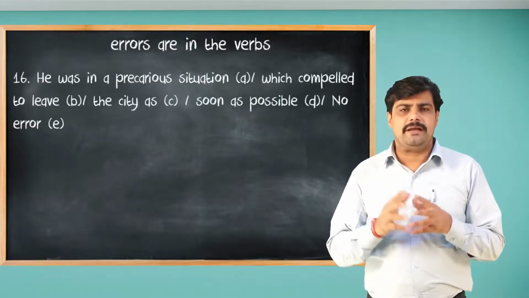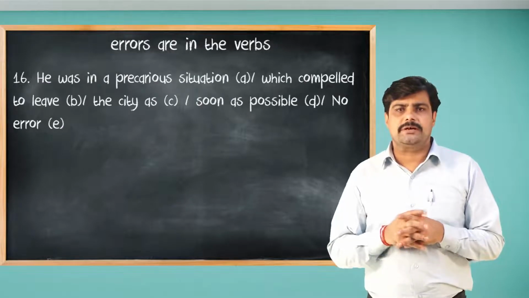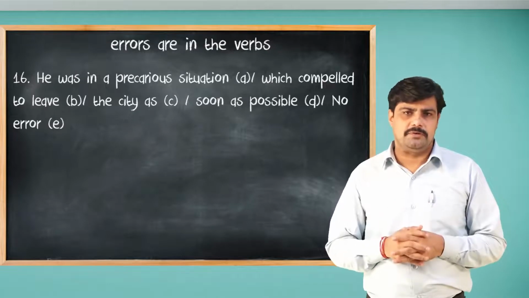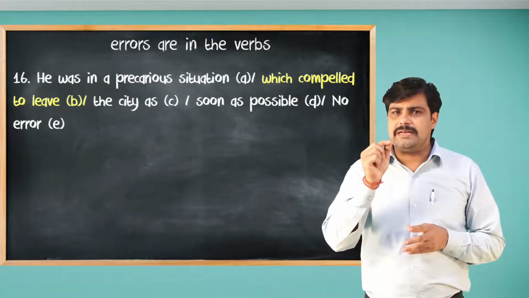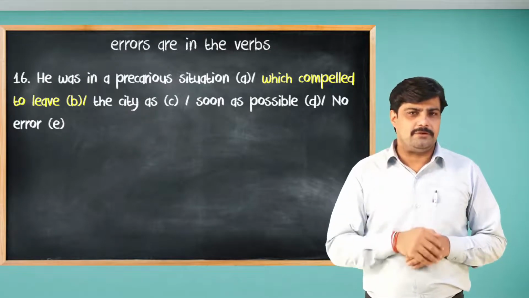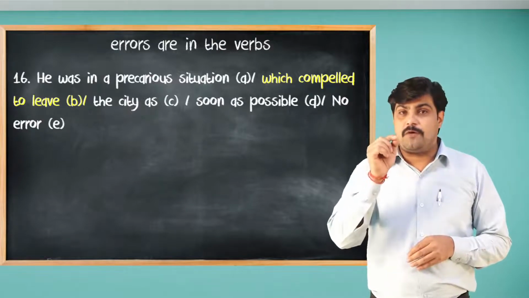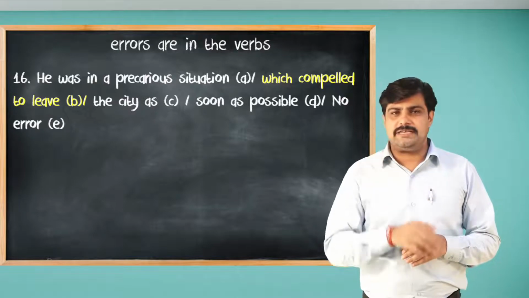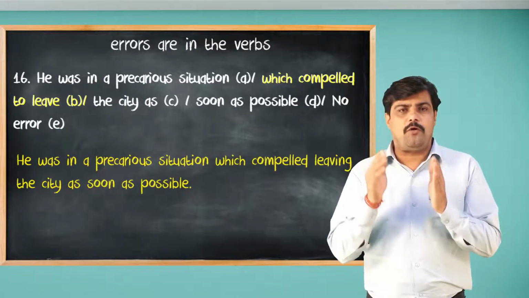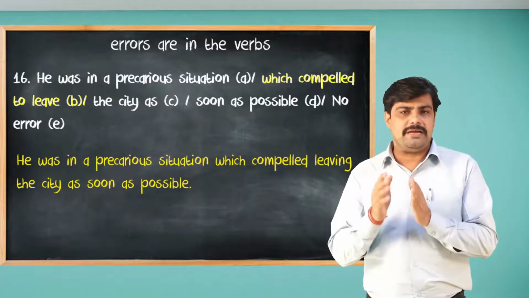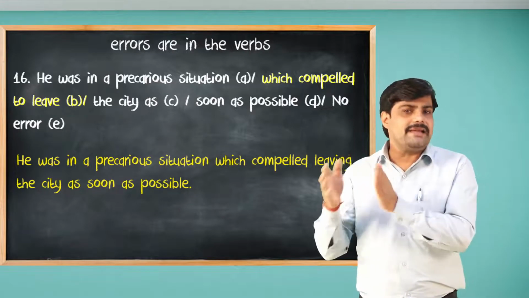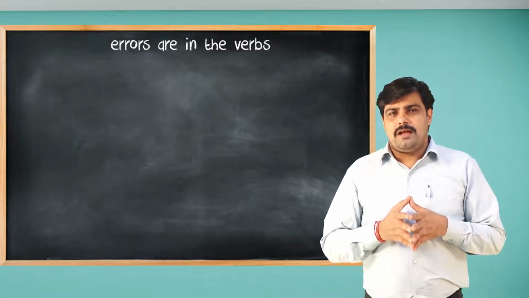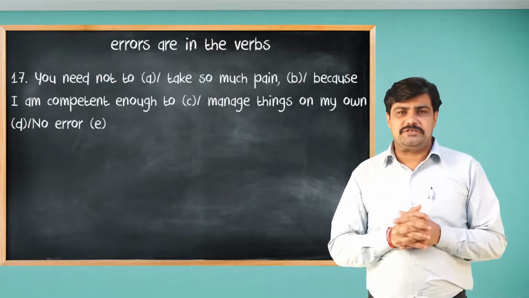He was in a precarious situation which compelled to leave the city as soon as possible. Here in part B, there is no object after compel. Notice it. So the gerund form leaving will be used here. Now the correct sentence would be, he was in a precarious situation which compelled leaving the city as soon as possible. Now you see another sentence on the screen.